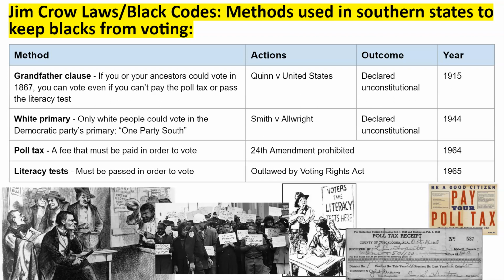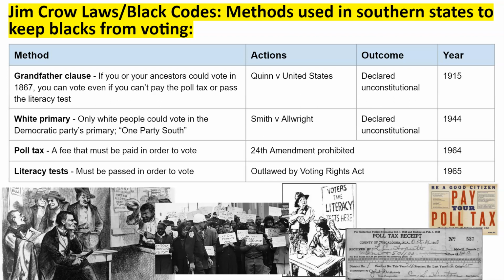Poll taxes. It wasn't until 1964 that those were prohibited. People had to pay a tax in order to vote, and the people who couldn't pay the tax were usually poor and or they were black. And so this was, again, another way for Southern whites to keep blacks from voting. And the final piece was literacy tests. And again, the Voting Rights Act would eliminate this, as the 24th Amendment did with the poll taxes.